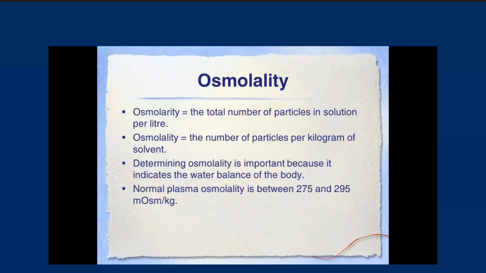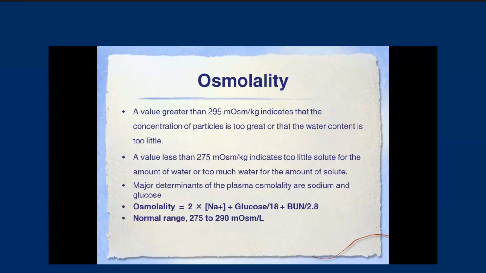So the normal plasma osmolality is between 275 and 295 milliosmoles per kilogram. And some texts give us the reference range of between 275 to 290.